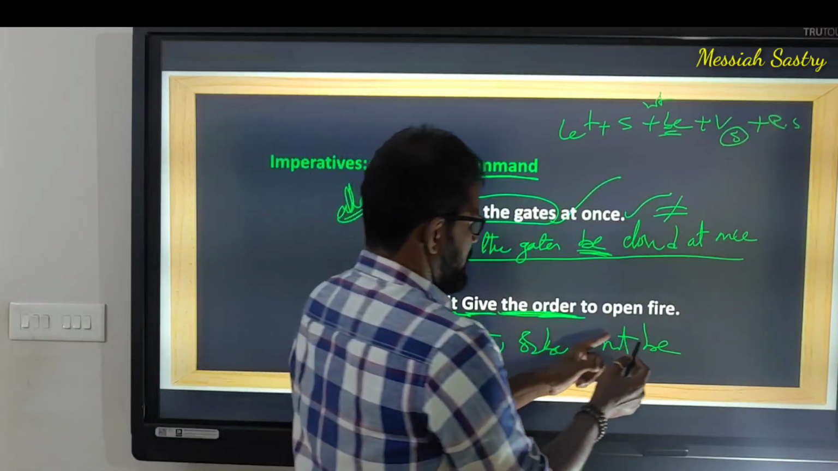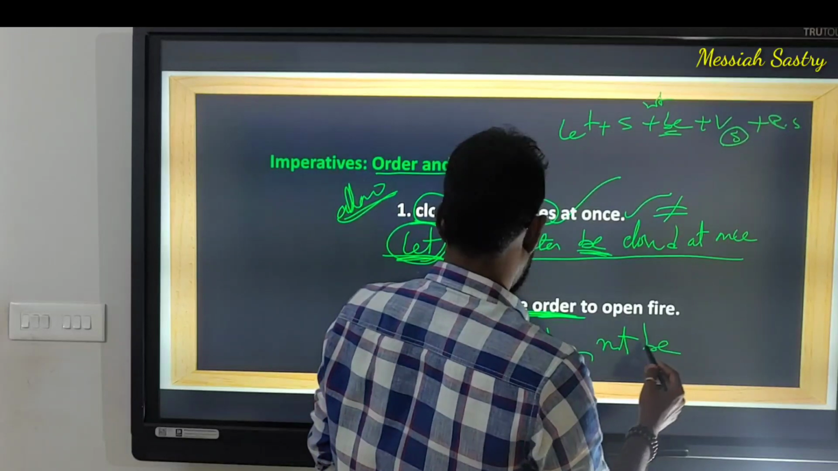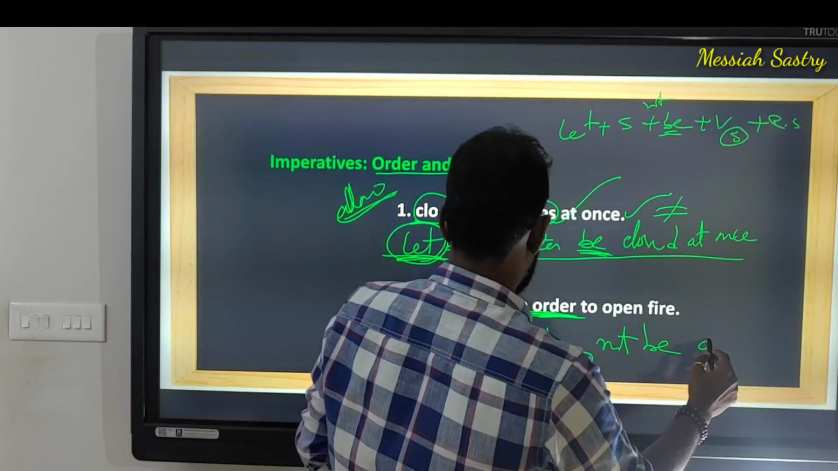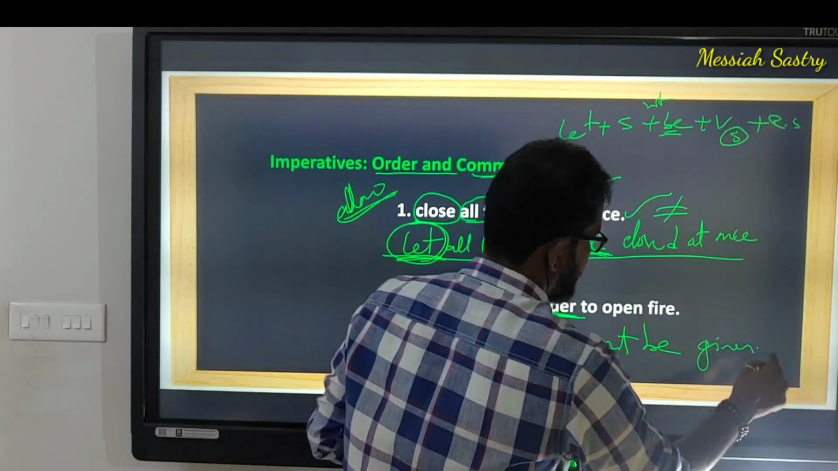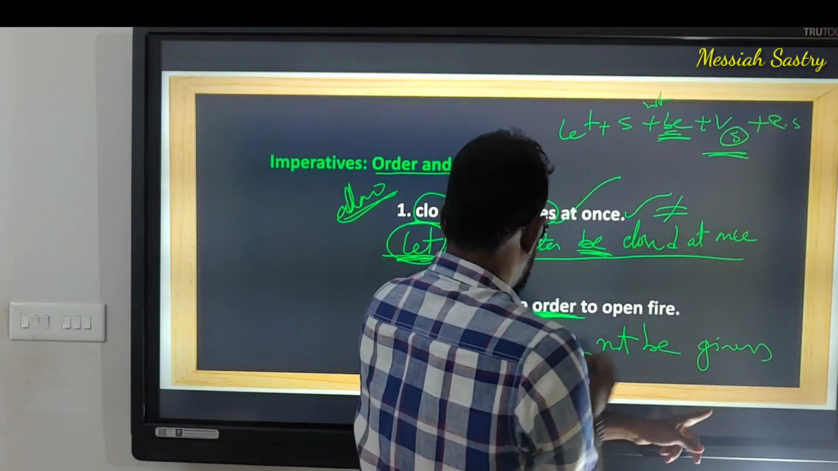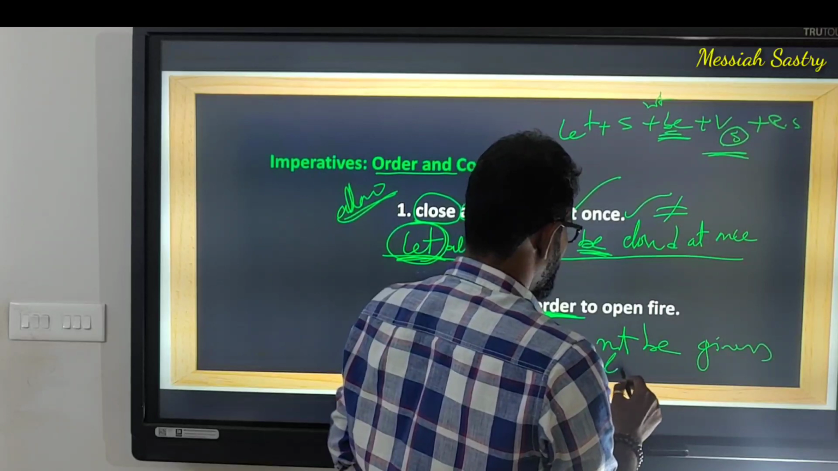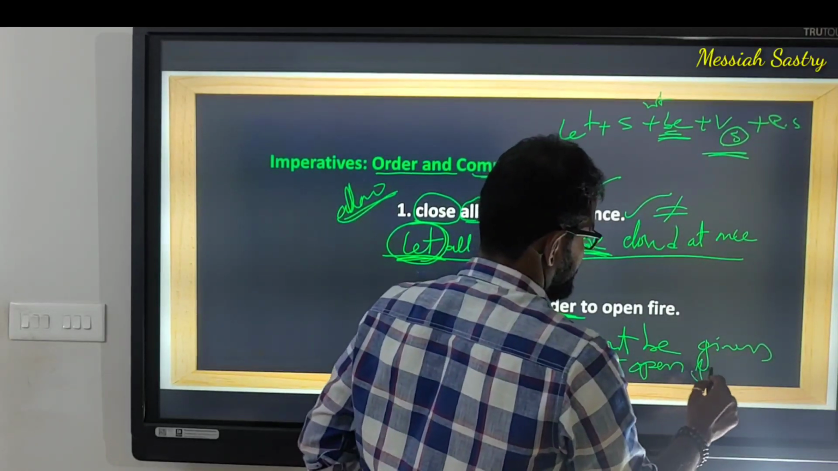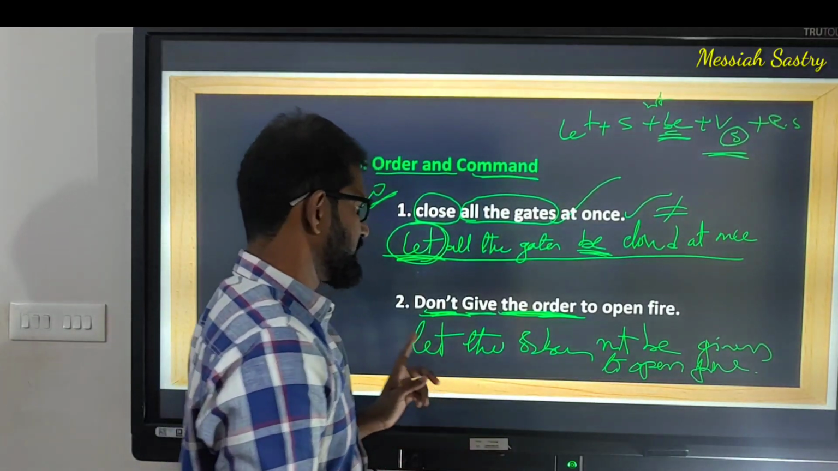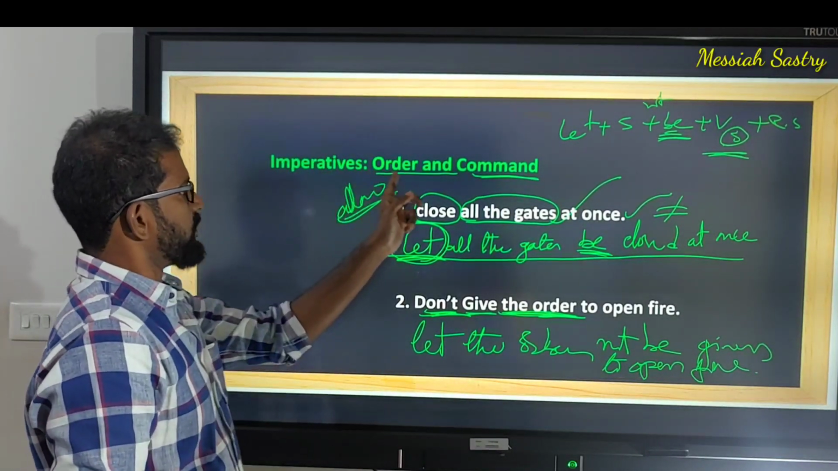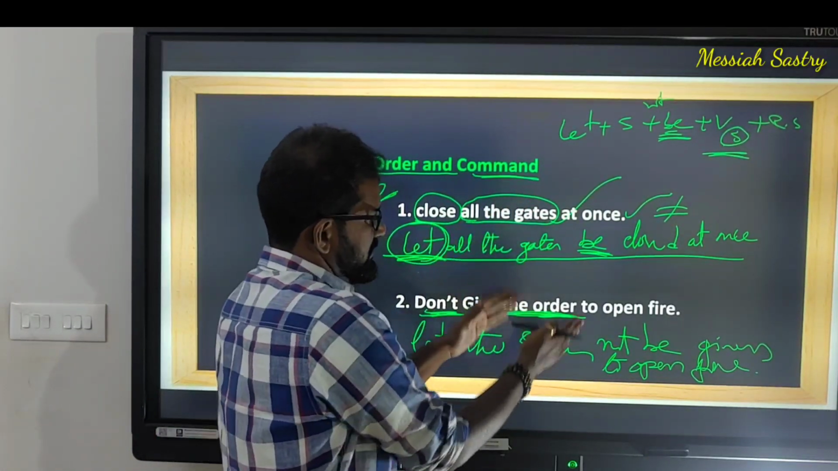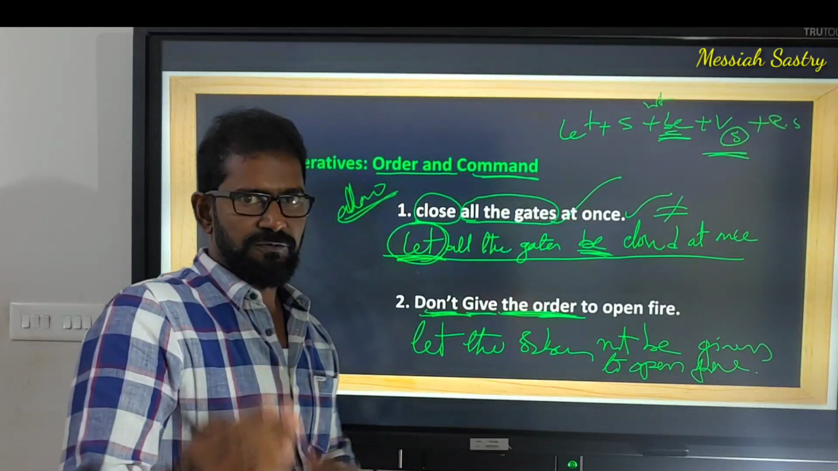So let the order not be given. After be, V3. Let the order not be given to open fire. That's a passive form for imperative orders and commands. If you feel it is an imperative order or command, this is supposed to be the answer that you find in books.